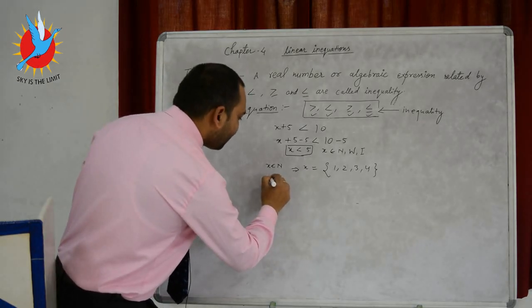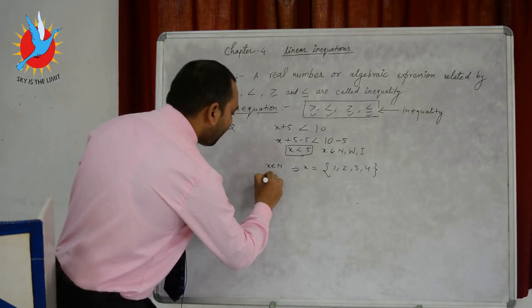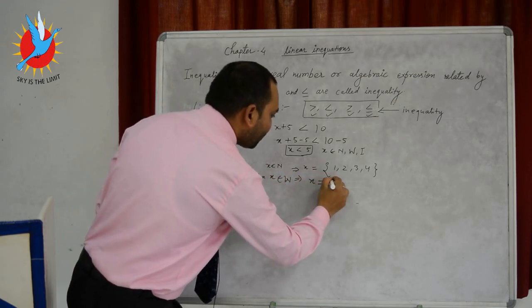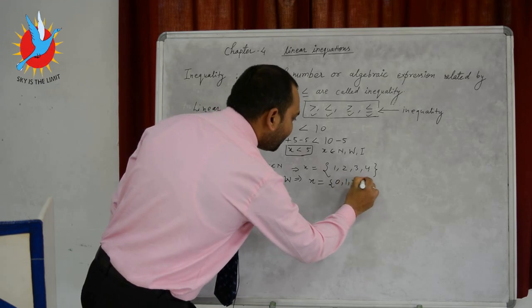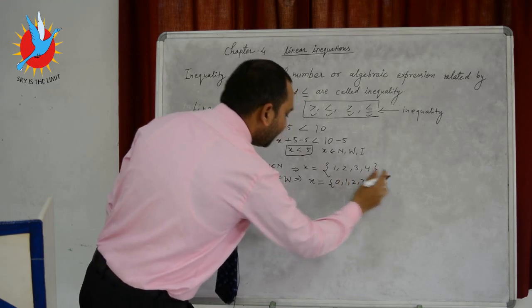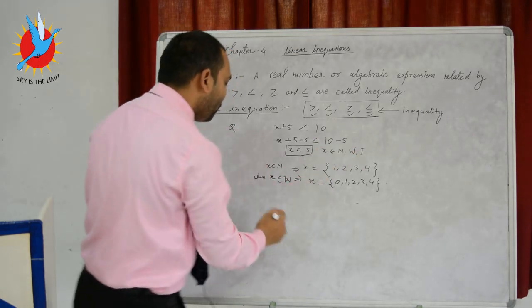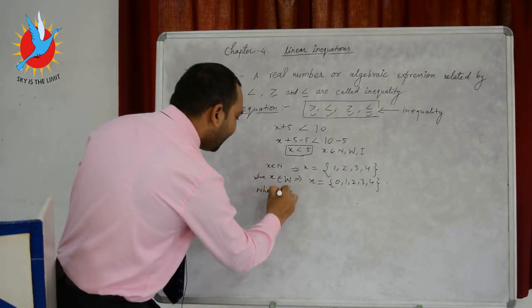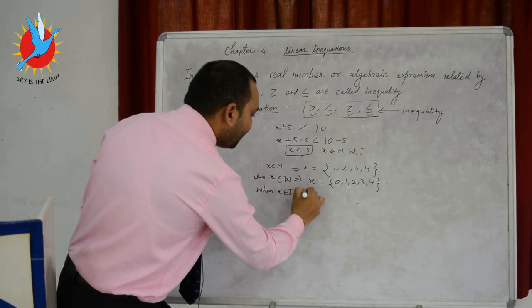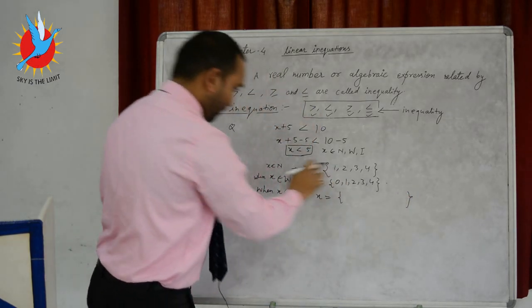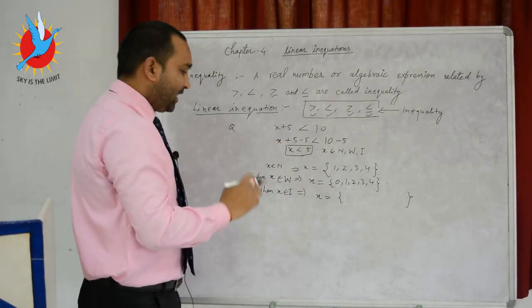When x is a whole number, then the value of x is equal to 0, 1, 2, 3 and 4. This is the solution set of x when x is a whole number. When x is an integer, then the solution set of x is less than 5. And what is an integer?